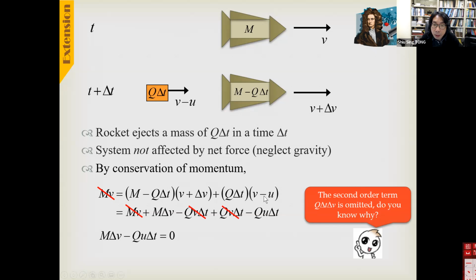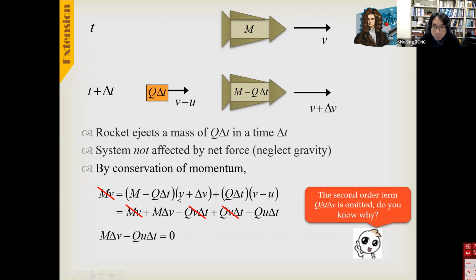Now, if you expand these brackets, you will find 4 terms in the first term, and 2 terms in the second term. Now, I've omitted the term with 2 deltas. If you encounter the term delta t multiplied by delta v, I will ignore it. I ignore it at this moment, and I will tell you why later.